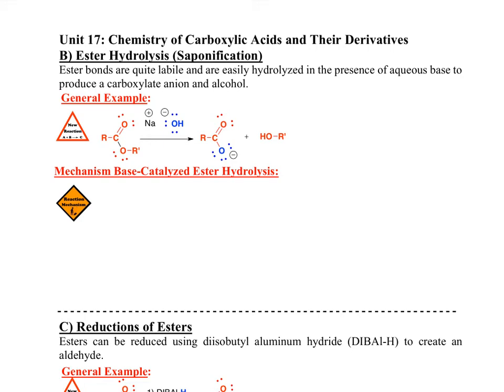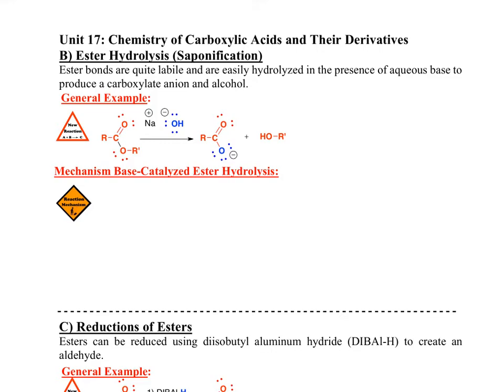Another reaction that esters can do is called saponification or hydrolysis. Ester bonds are quite labile, especially under basic conditions, aqueous base. What will happen is, if we've got our carboxylic ester and we treat it under aqueous basic conditions, we will cleave our OR group to give us our carboxylate.